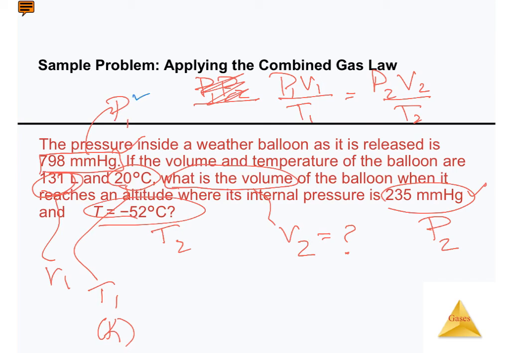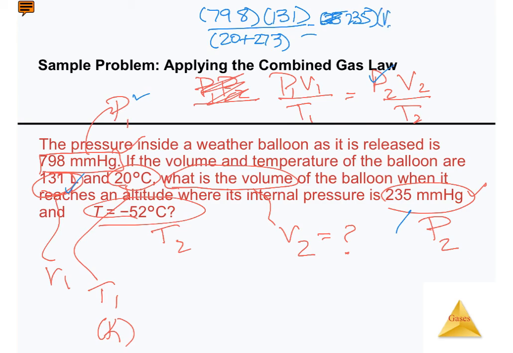Let's see, here's P1. And then V1, 131 liters. And then over T1, temperature has to be in Kelvin. So I'm going to go ahead and just convert that, plus 273. All right, and so now P2 is 235. They are asking us to solve for V2. And the new temperature is minus 52. And then I need to convert it to Kelvin. So just use, like I said, keep using your common sense.